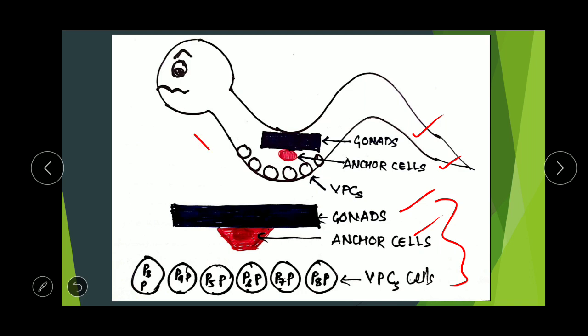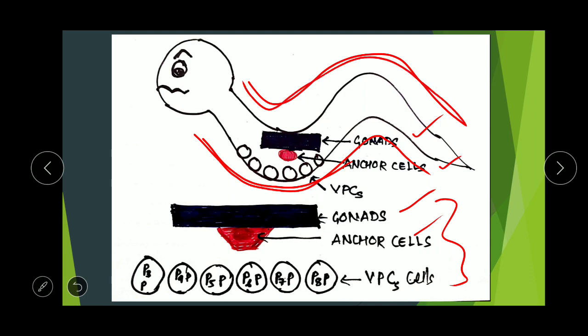So this is the ventral surface of the body. Let the organism we consider be lying on the ground. This is the ventral portion of the body, and this upper part is the dorsal portion of the body. Here you can see there are 6 VPCs, the vulval precursor cells, and they are named P3.p, P4.p, P5.p, P6.p, P7.p, and P8.p. These vulval precursor cells have the ability to form the vulva.